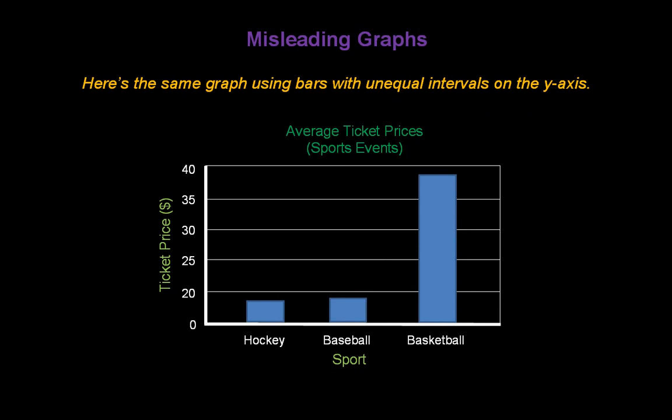Now here's that same graph using bars and unequal intervals on the y-axis. Take a look at the y-axis. It starts at 0, but the first interval is a group of 20. It goes from 0 to 20. All the other intervals are intervals of 5. This is misleading. Because we didn't use equal intervals, it looks like tickets to basketball games are 4 times as much as to get into a hockey or a baseball event.